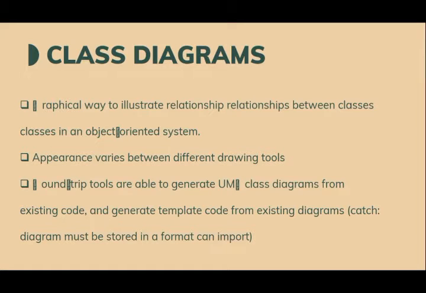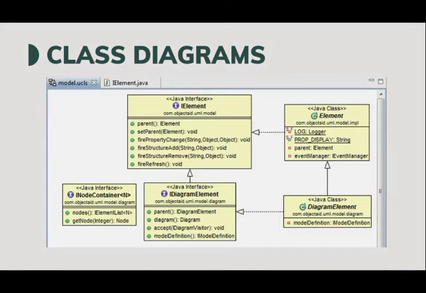So next is the UML class diagram. It is a graphical way to illustrate relationships between classes in an object-oriented system. Appearance varies between different drawing tools. Round-trip tools are able to generate UML class diagrams from existing code and generate template code from existing diagrams. Each diagram must be stored in a format the tool can import. So, here is a sample of class diagrams.